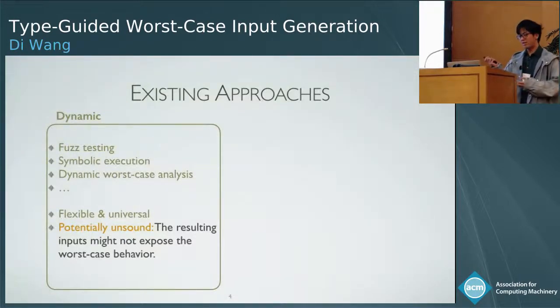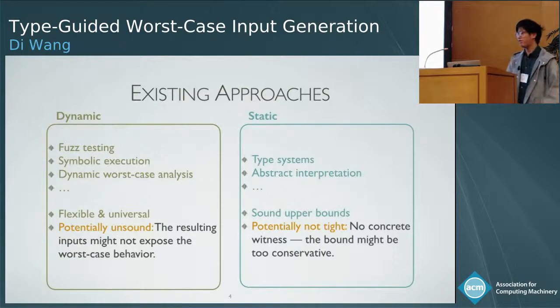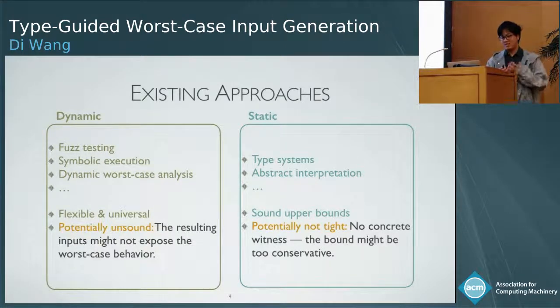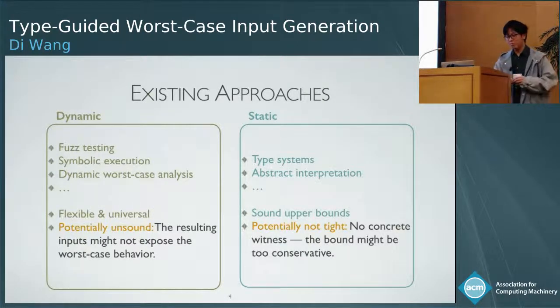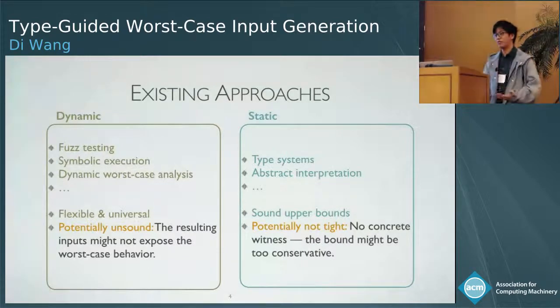On the other hand, there is also a very large community of static approaches, like type systems and abstract interpretation. A big advantage of these methods is that they can provide sound upper bounds on the resource usage, but they are potentially not tight because they usually don't provide a concrete witness, so the upper bound might be too conservative to be useful.